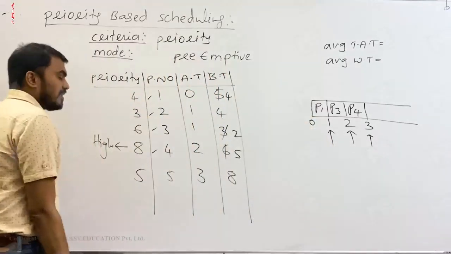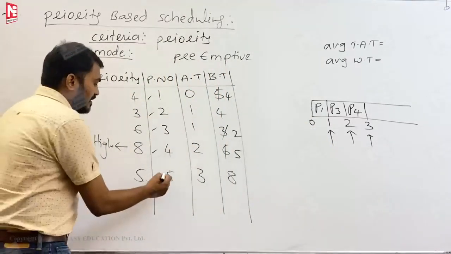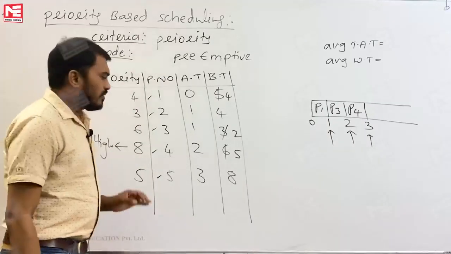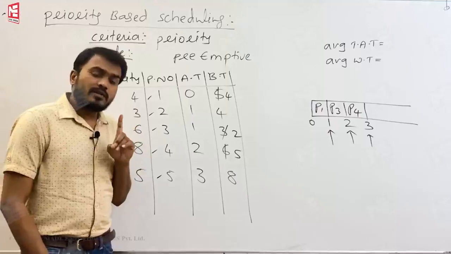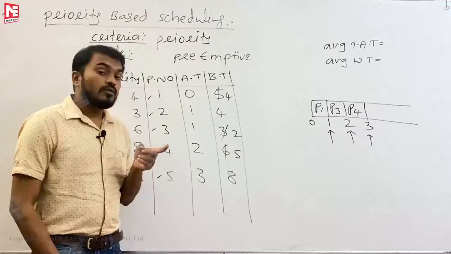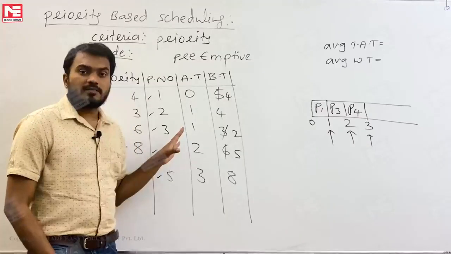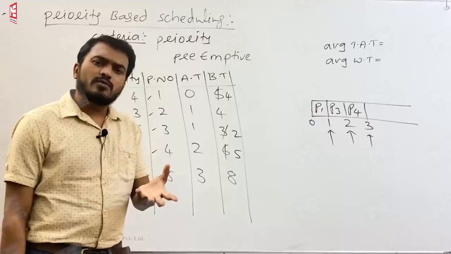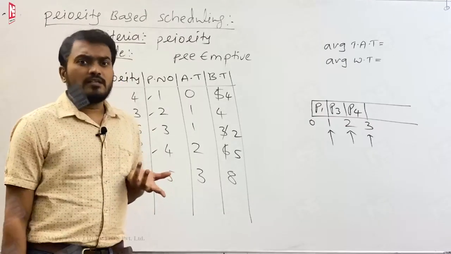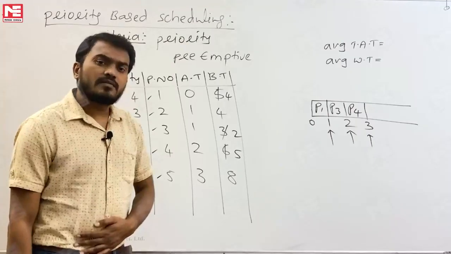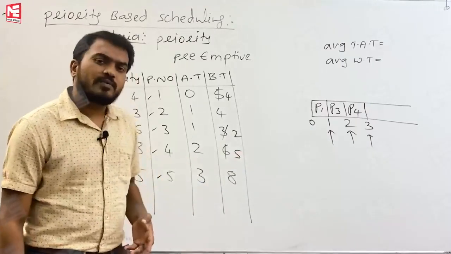By the time 3, is there any other process also available? Yes, P5 is also available. Now remember, now all are available. So listen to me first. Once all the processes have arrived, there is no need of checking one unit of time, because once all the processes have arrived, you clearly know who has high priority. So just continue with the high priority process.